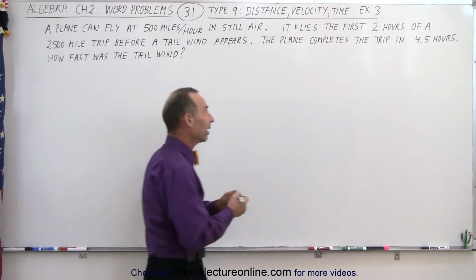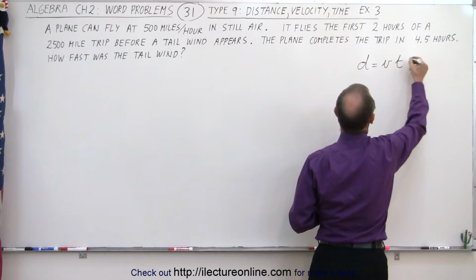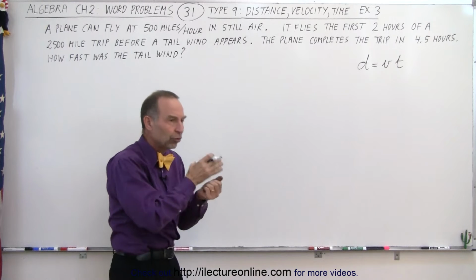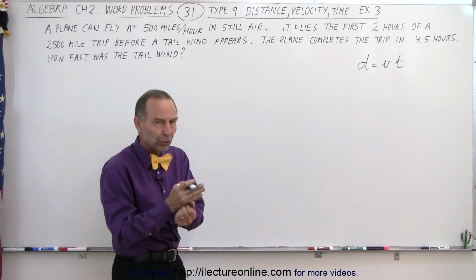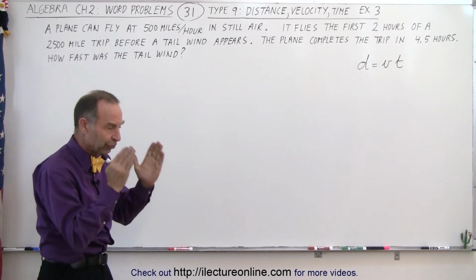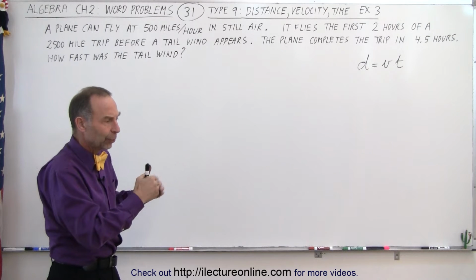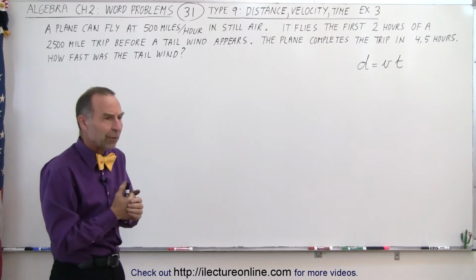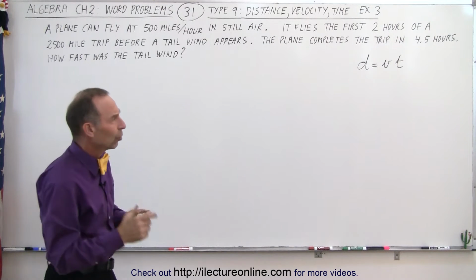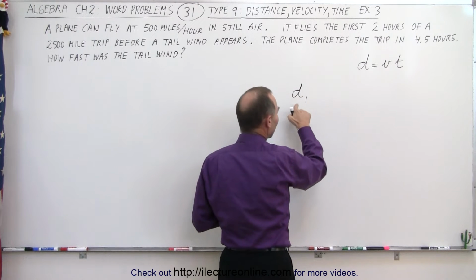So again, we realize that we start with the equation that distance equals velocity times time. But in this case, instead of equating distance 1 to distance 2, or time 1 to time 2, or rate 1 to rate 2, here what we can see is that the plane first flies for the first 2 hours without a tailwind, with a particular rate of 500 miles per hour, and then the last 2.5 hours with a tailwind.